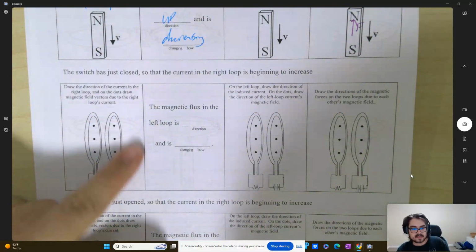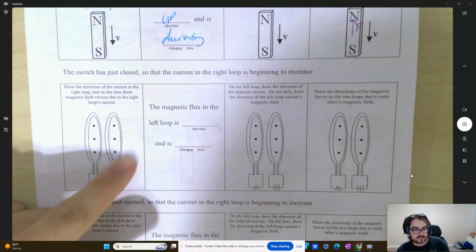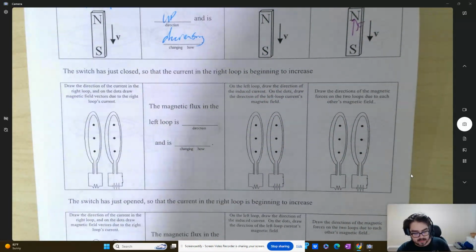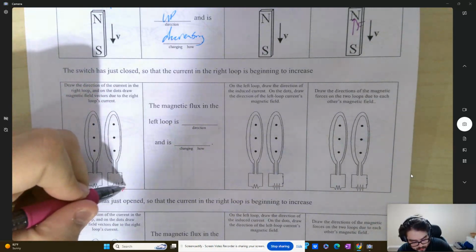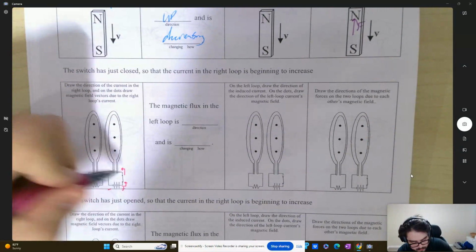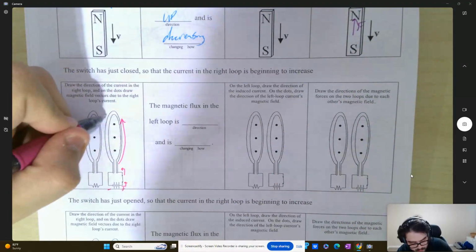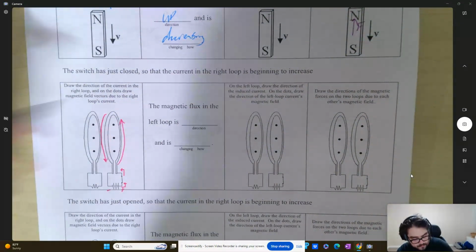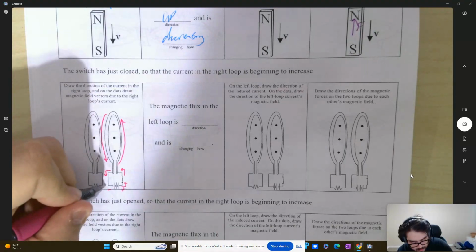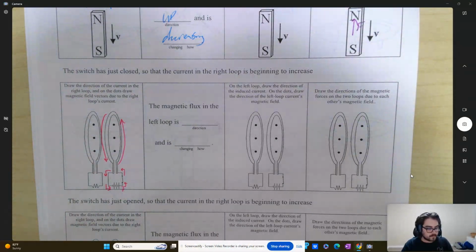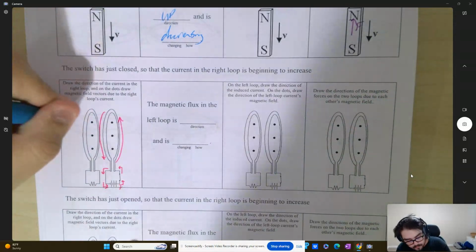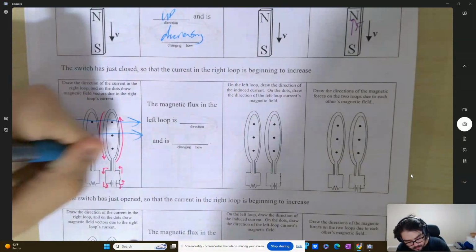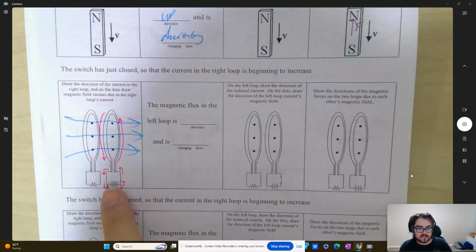As the field is increasing, this is the positive terminal of the battery. Here's the negative. So the current is going around this way, and then it's going to circle around this way and this way, and then come back to the battery this way. If it's going that way, we use our right hand rule to see that the magnetic field is going to the right. That's how it's going to look. That's the magnetic field from the right loop.